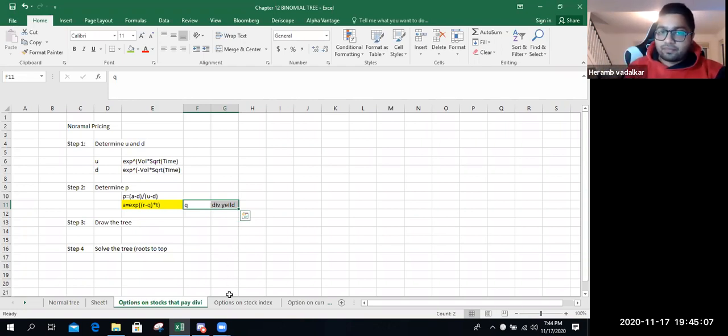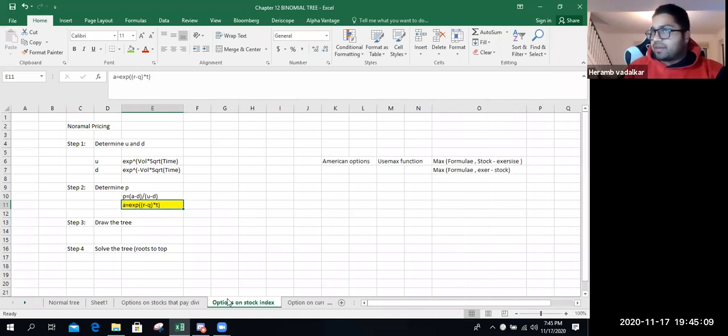Now indexes also pay dividends. So if you are investing in options on the S&P 500 or TSX Composite that pay dividends, you have to do the same thing. In step 2, you have to change the formula for A. A becomes exponential of (r minus q) times t.